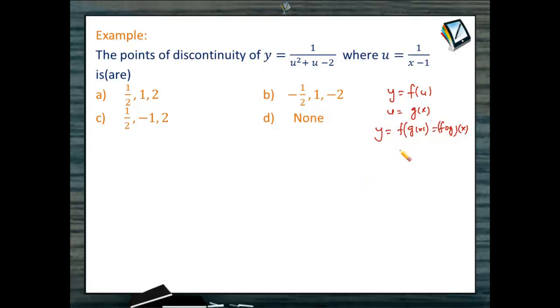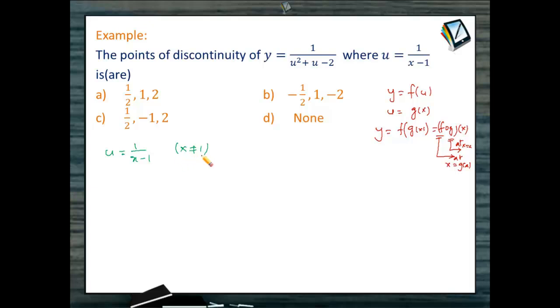If you recollect the condition for continuity of a composite function, this g must be continuous at x equal to a, and this f must be continuous at x equal to g of a. Then the total function would be continuous. So first let us verify g's continuity. U equal to 1 by x minus 1 is obviously not defined when x equal to 1, isn't it? Here x cannot be equal to 1.